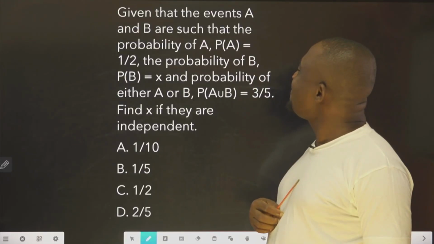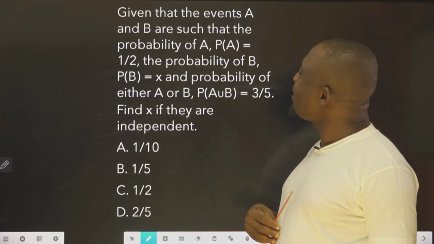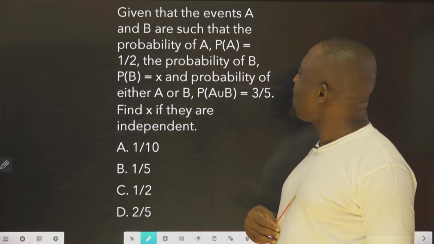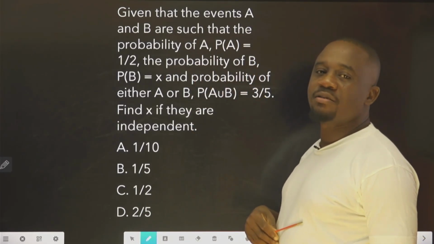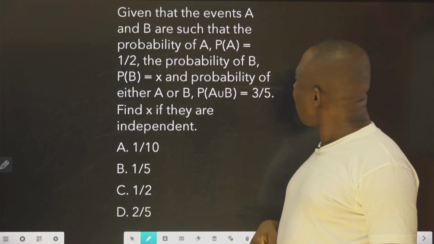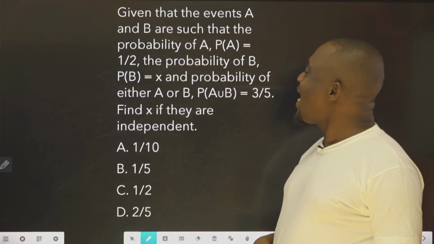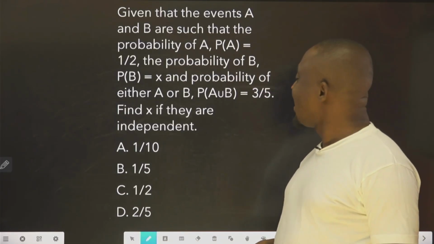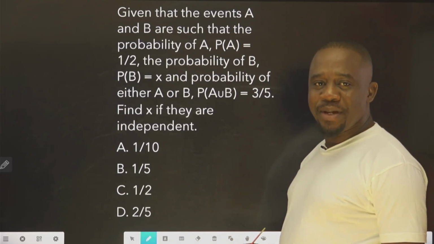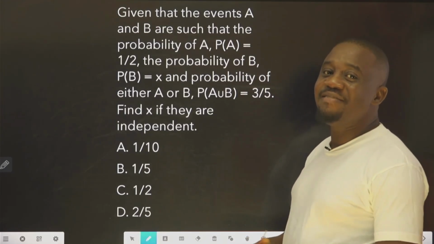Okay? Given that the events A and B are such that the probability of A equals 1 over 2, the probability of B equals X, and the probability of either A or B, that is this, is equal to 3 over 5. It said find X if they are independent. You find X if they are independent.